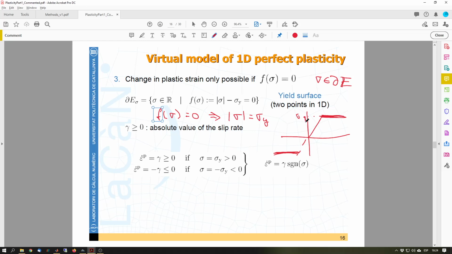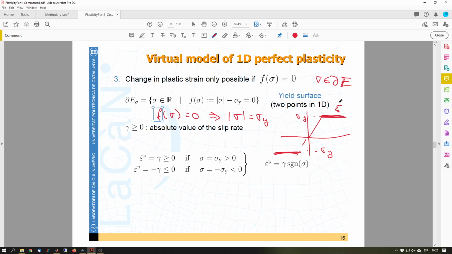And here is minus sigma y. So we are at the boundary, and at that moment we must have that my stresses are equal to sigma y, and we call this gamma the absolute value of the slip rate, so how much my plastic strains are increased. These are always positive, this gamma. And whenever sigma is at that top boundary of my admissible domain, we'll have that epsilon p dot is larger than 0.